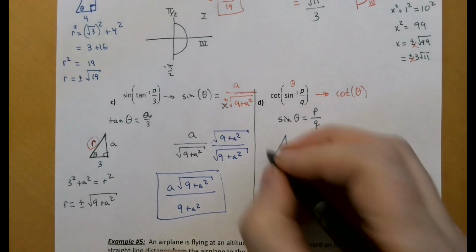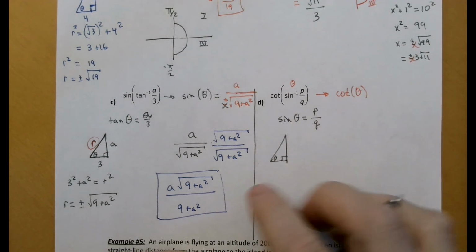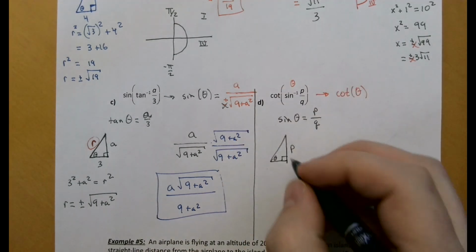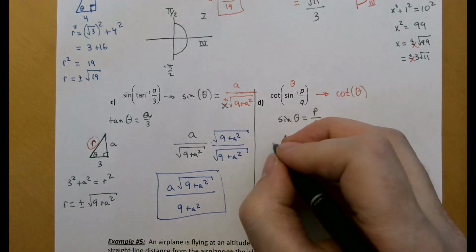Here's the right triangle. Here is our theta. So the opposite of theta is p. Sorry, that was a terrible joke about the line. Ignore I said that, please. And the hypotenuse is q.